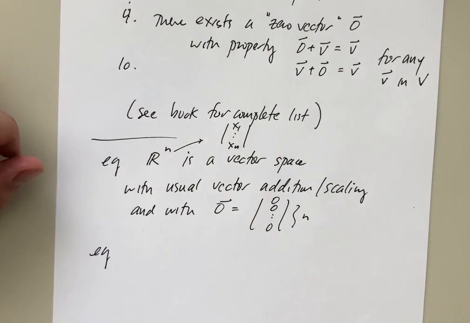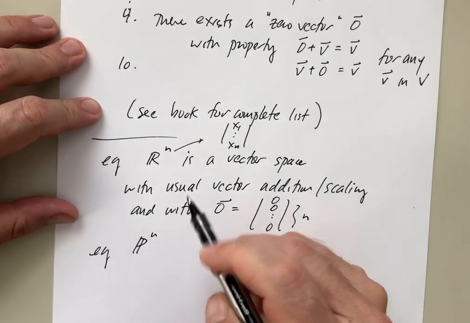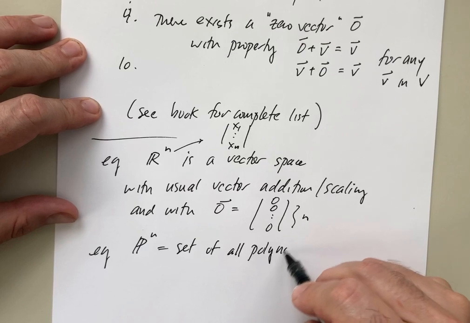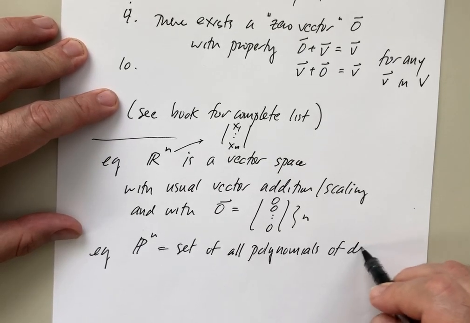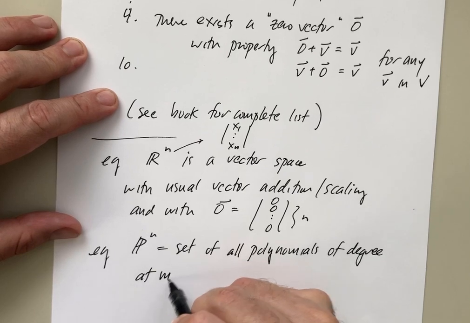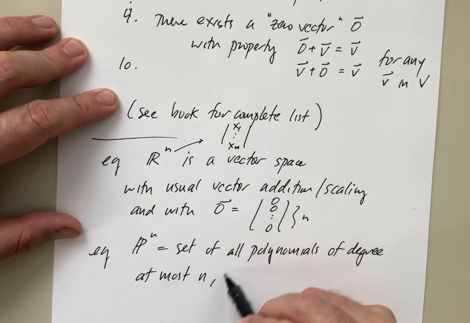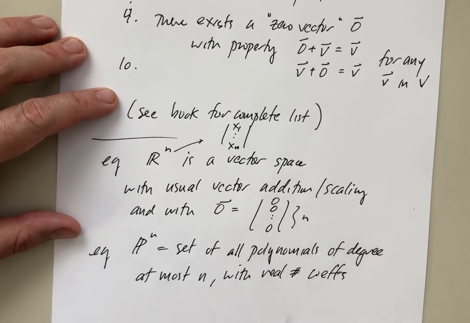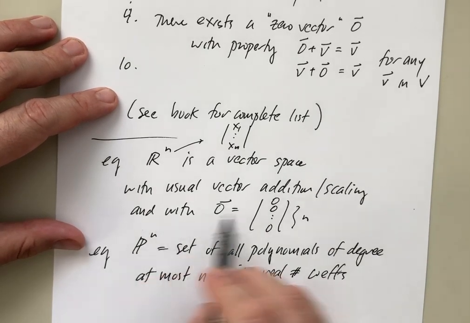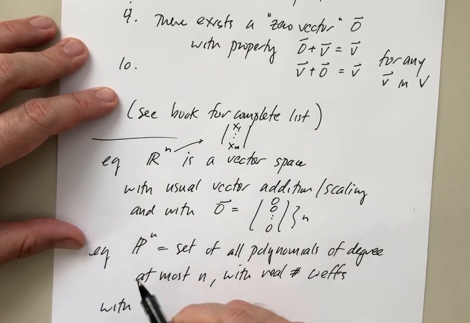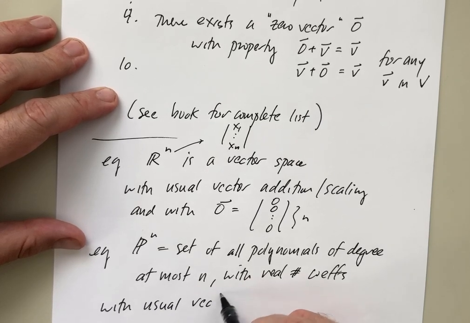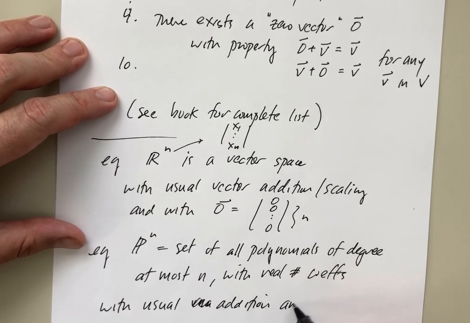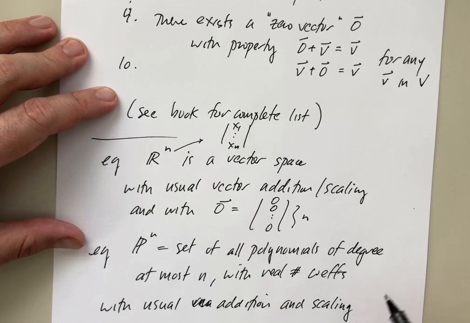Okay, let me give an example that's different, that's new to us. So Pn is going to be the set of all polynomials of degree at most n, and so I should say with real number coefficients. Okay, and what is my vector addition going to be? Well, it's going to be the usual addition, right? If you have two polynomials, you can always add them. And scaling, you can also scale a polynomial, and I'll show you an example in a second.